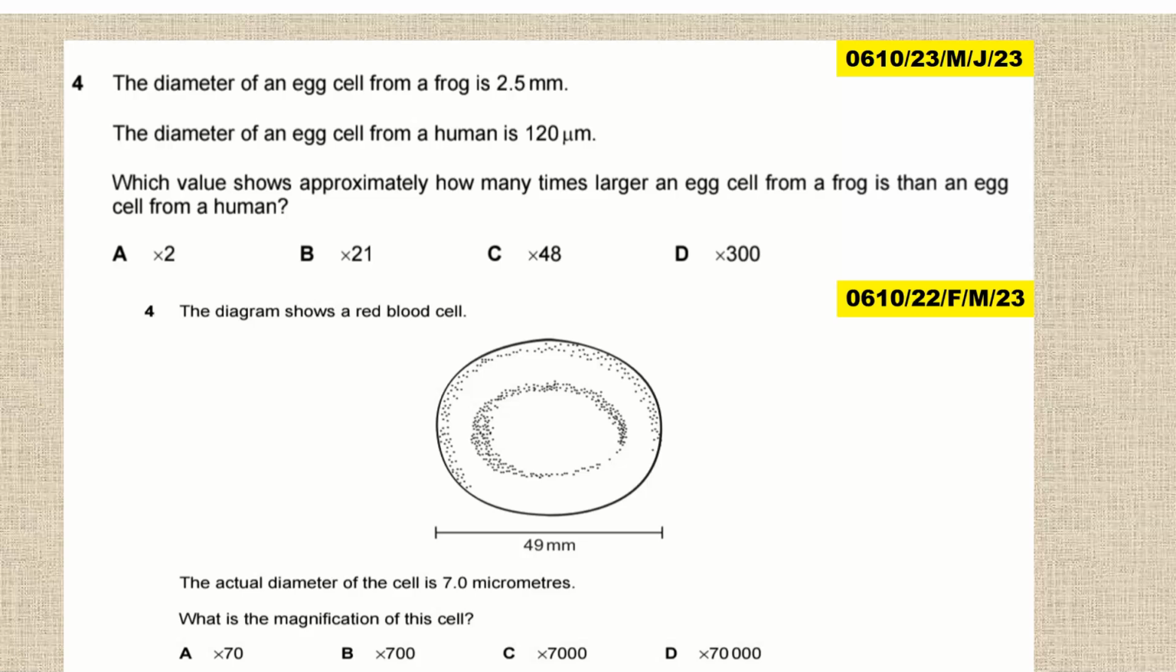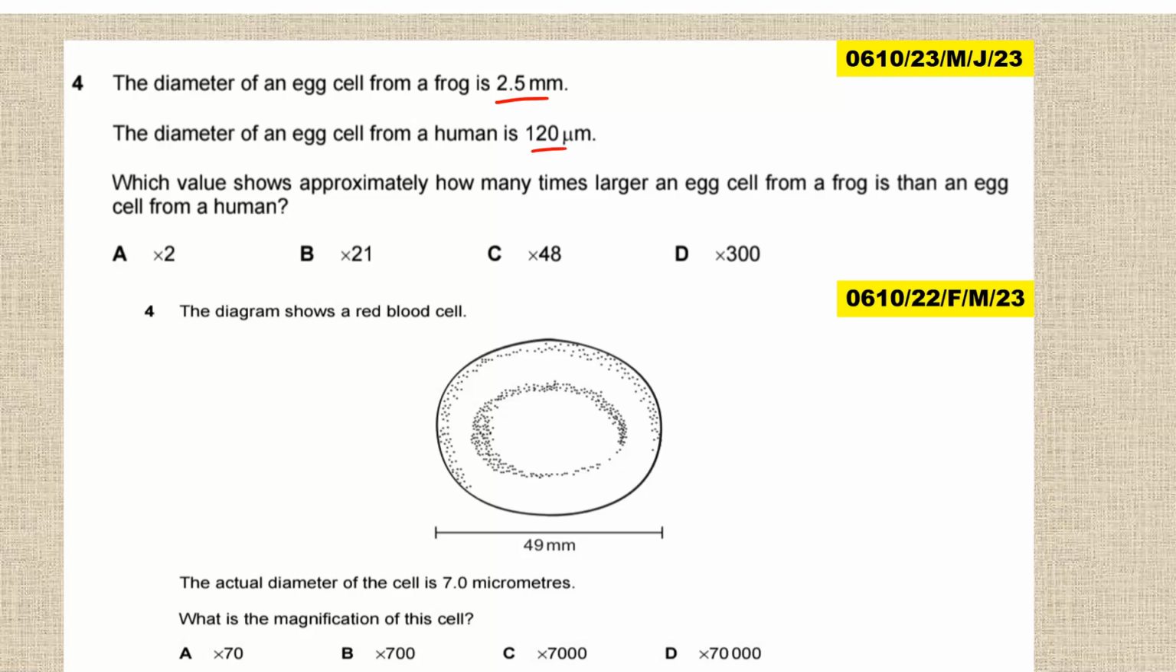All right, let us look at this one. This one is paper 2, variant 3, May/June 2023. The diameter of an egg cell from a frog is this. The diameter of an egg cell from a human is that. Which value shows approximately how many times larger an egg cell from a frog is than an egg cell from a human?